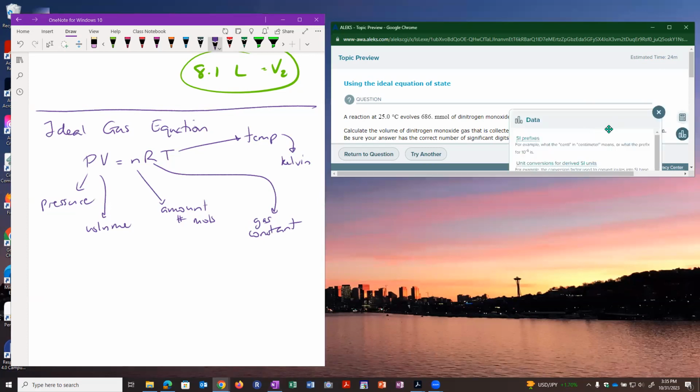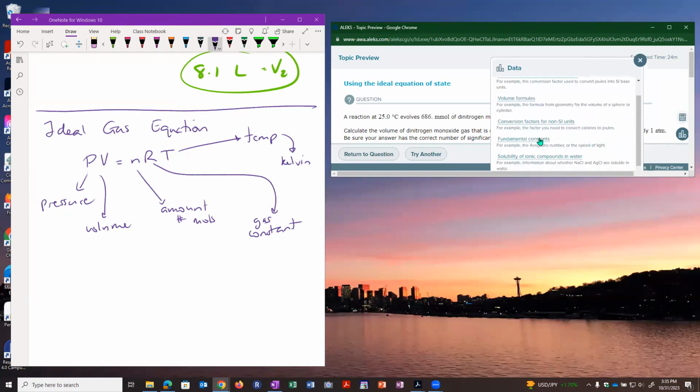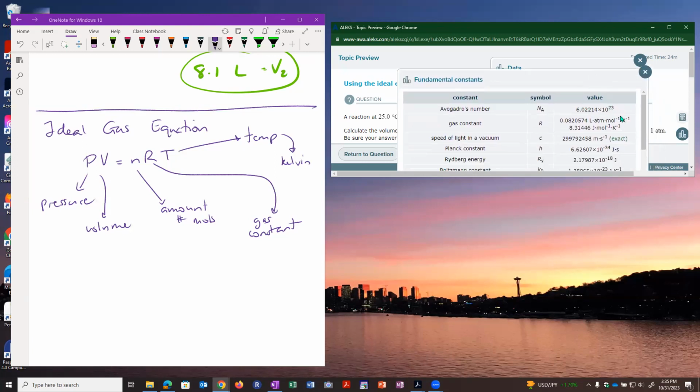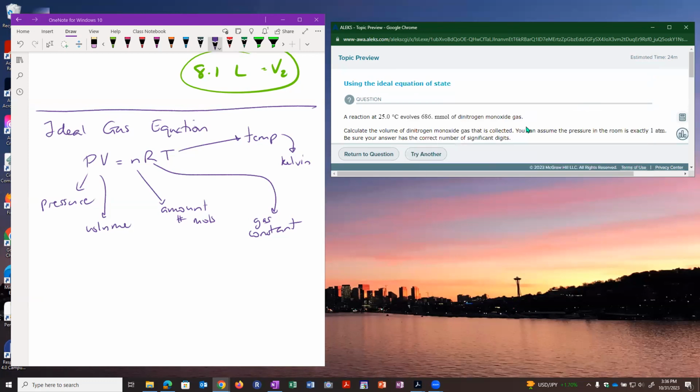So if we go to data, we can see down here some of the constants. You can scroll down. And for the gas constant R, you'll see that there are a couple options. So we have one here that's 0.082 liter atmosphere per mole Kelvin. So if we're given the volume in liters, pressure in atmospheres, amount in moles, we can use that one. Or we're given another value for R, and the units are slightly different. So you want to use the most appropriate unit or value for R. In most cases, it's going to be the 0.0821 liter atmosphere per mole Kelvin.